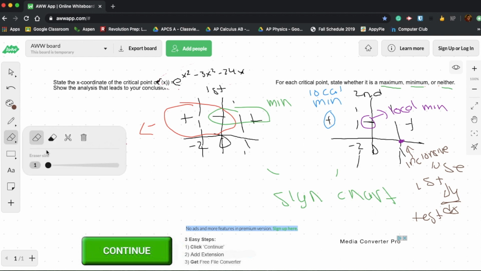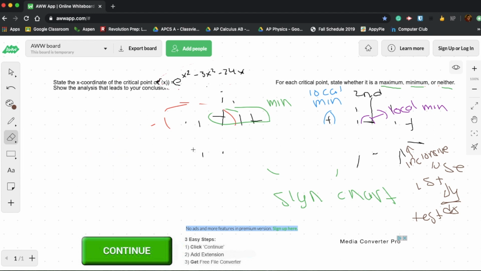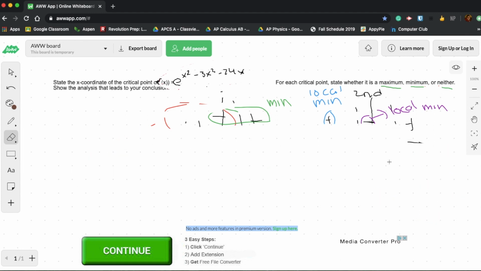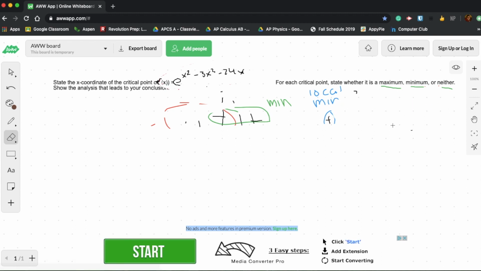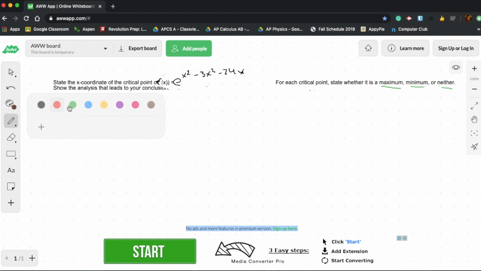Obviously you can pause the video, but to save some space, I am going to erase the drawings that I just made. I'll make this eraser a little bit bigger. Just gotta make sure I don't erase any of the word problems. Alright, cool. The problem reads: state the x-coordinate of the critical point of f of x equals e to the x squared minus 3x squared minus 24x. For each critical point, state whether it's a maximum, minimum, or neither. Show the analysis that leads to your conclusion.